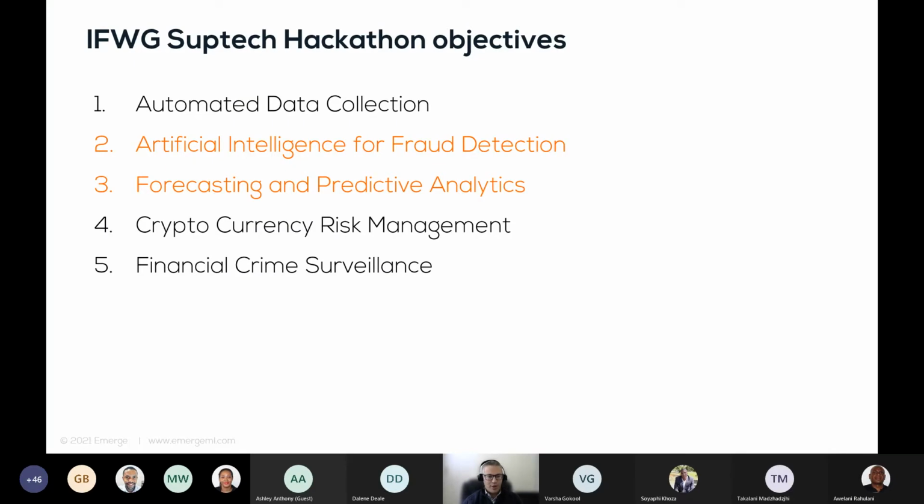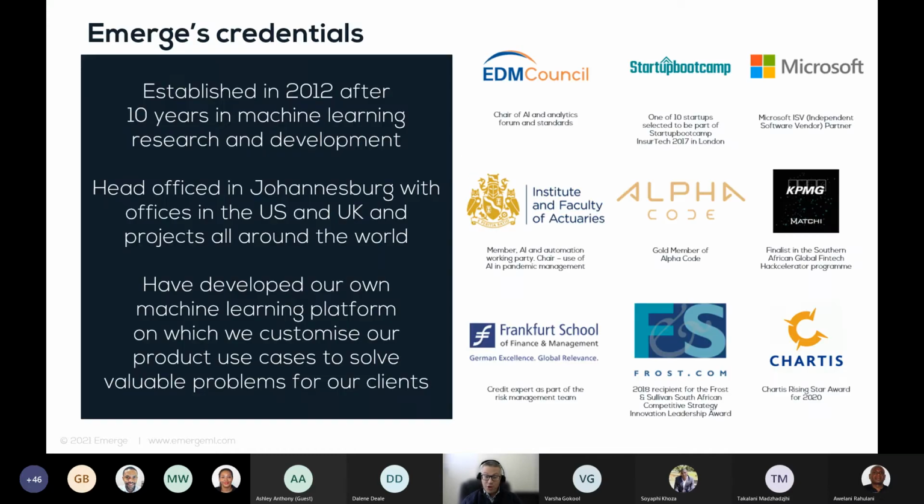As mentioned by Awalani, we're going to be focusing on artificial intelligence for fraud detection and forecasting and predictive analytics. Emerge is a business that's been around for almost 10 years now, but we also spent 10 years in machine learning and AI research and development before we started the business.